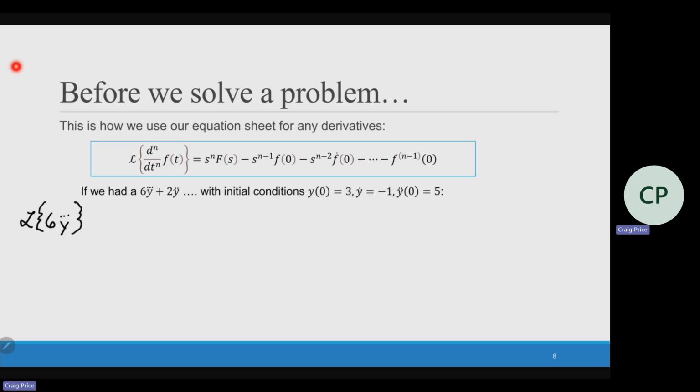Once I have my mathematical model, we can take the Laplace transform. To use this equation right here, n is the number of derivatives, basically the order. So what is the order of y triple dot? It's third order. In this case, n is equal to 3 because I have a y triple dot. The 6 we can just pull out, so I can do 6 times the Laplace transform of y triple dot.